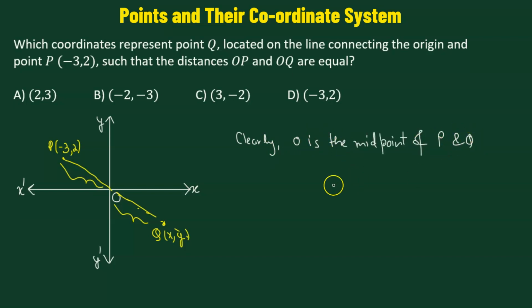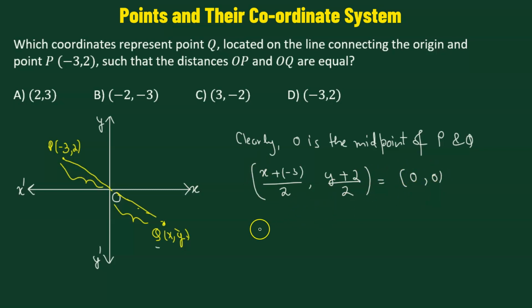And since it's the midpoint, using the midpoint formula, all we have to do is add the x coordinate, so x plus -3. So we are adding the coordinates of the endpoint of Q as well as P. So x added to -3 divided by 2, and we add the y coordinate, so that's y plus 2 divided by 2. So this coordinate is going to be exactly equivalent to the coordinate of the center.